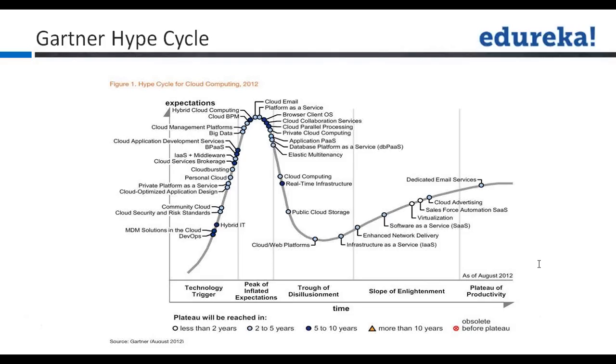The requirement for DevOps people is increasing day by day. If you take a little peek at the peak of inflated expectations, cloud email is also there. So those are the things. The dedicated email service has matured much now. The cloud email is coming up. It's at the peak of inflated expectations.